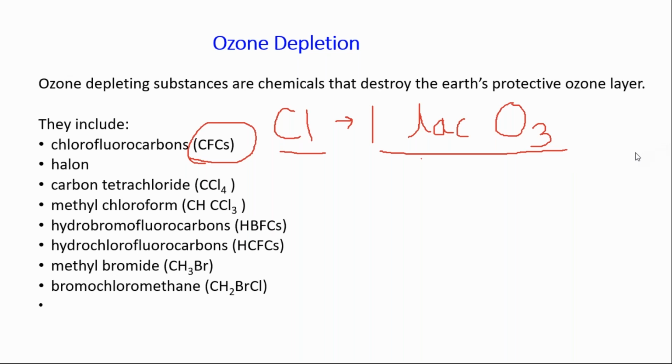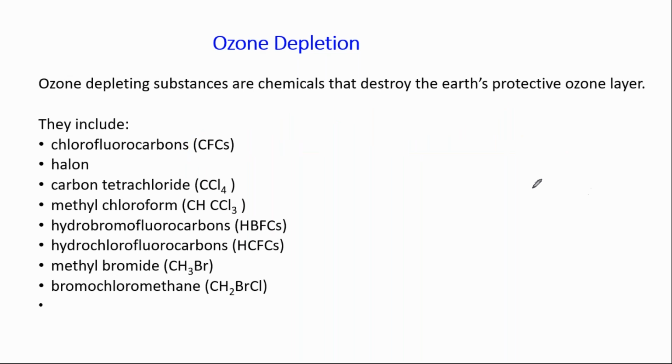And due to these chlorine atoms, there are some cases where ozone holes are created. Through these ozone holes, the ultraviolet radiation from the sun percolates, and due to these UV rays, there are skin burn cases and other effects on our body and animals. These are the ozone depleting substances mentioned in the slide: CFC, CCl4, CHCl, HBFC, HCFCs, CH3Br, and CH2BrCl.